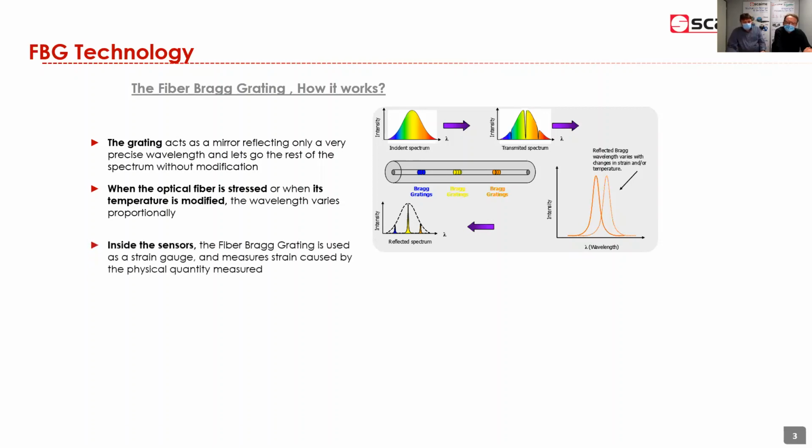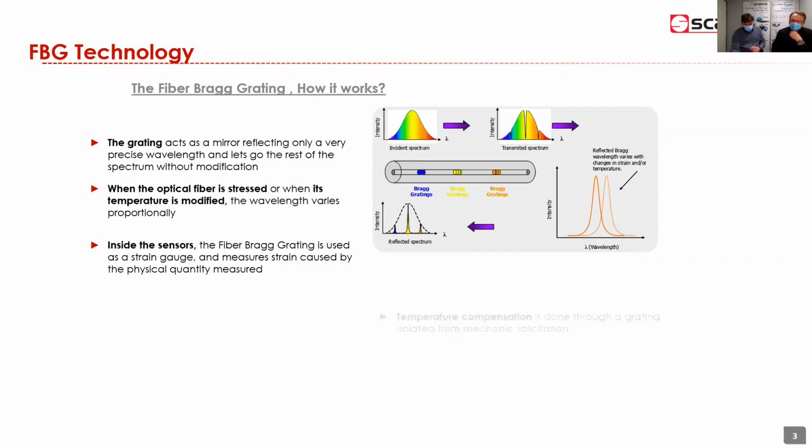Then in case of deformation measurement, the Bragg grating is used exactly as a standard strain gauge. So we design a sensor body that will, let's say, translate the mechanical deformation. It can be acceleration, deformation, inclination. It will transform this to deformation of the Bragg grating, and we will measure this deformation, and from this we can give the mechanical value interesting for the application.